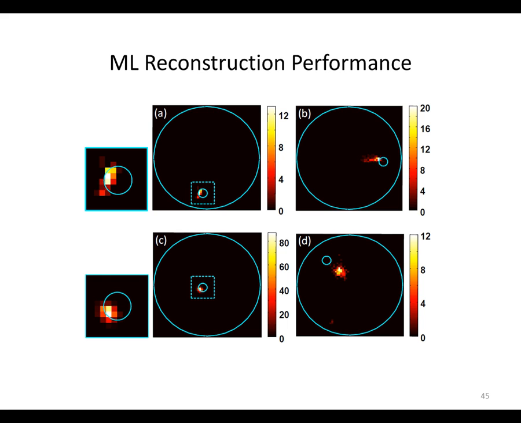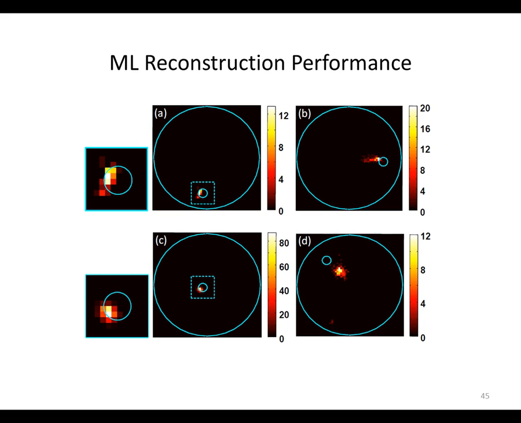And this is an example of the kind of performance that I get from the algorithm. Now, the outer circle corresponds to the circumference of my phantom. The inner circle corresponds to that inner wall of the Tygon tube. Here, these dashed squares are just areas where I've blown them up so that you can basically see the results.